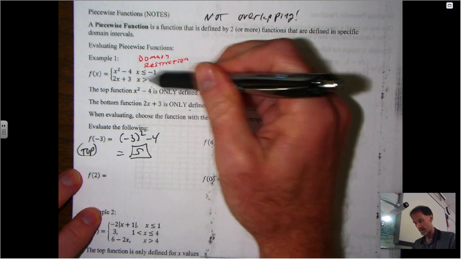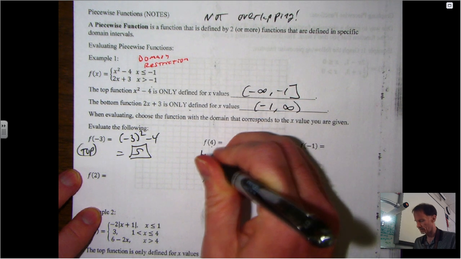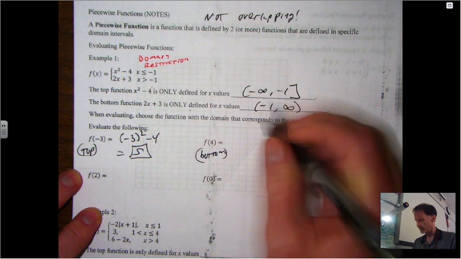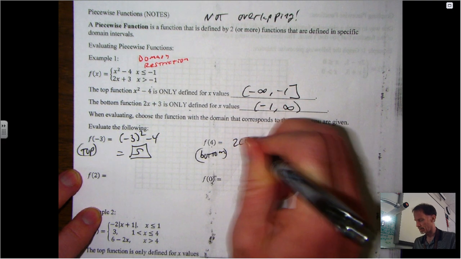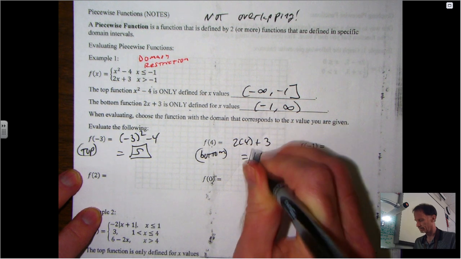Next one: if x is equal to 4, again, where does it fall? 4 is greater than -1, so that's going to be the bottom equation. So 2 times 4 plus 3, 8 plus 3, is 11.